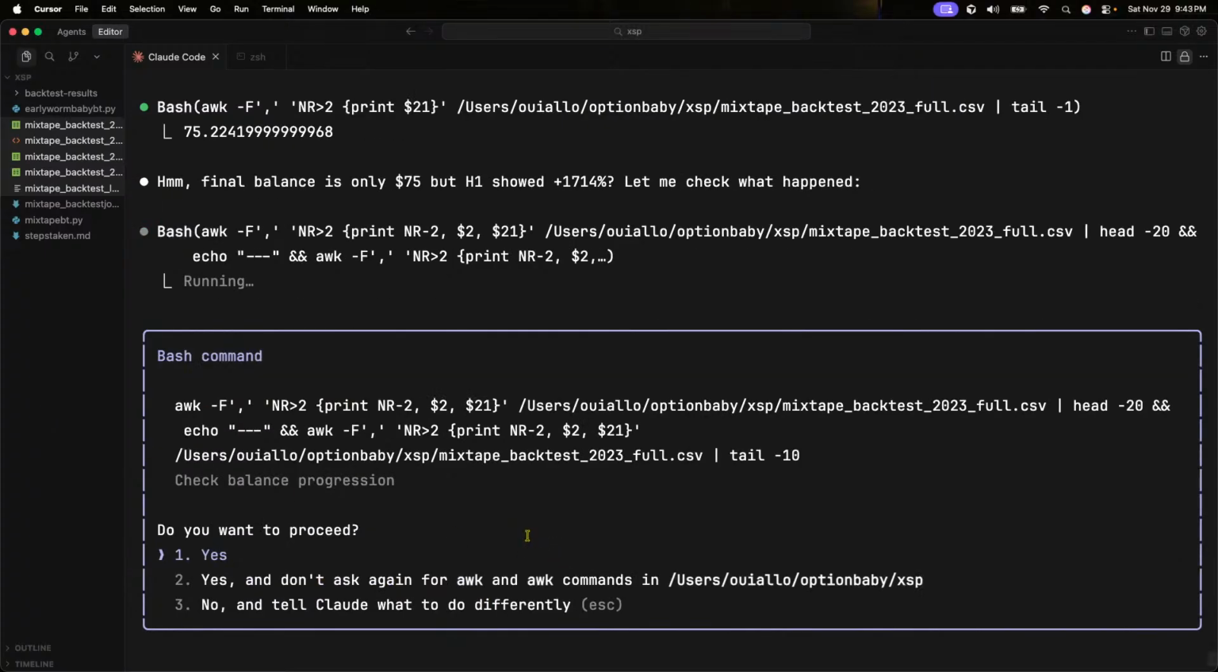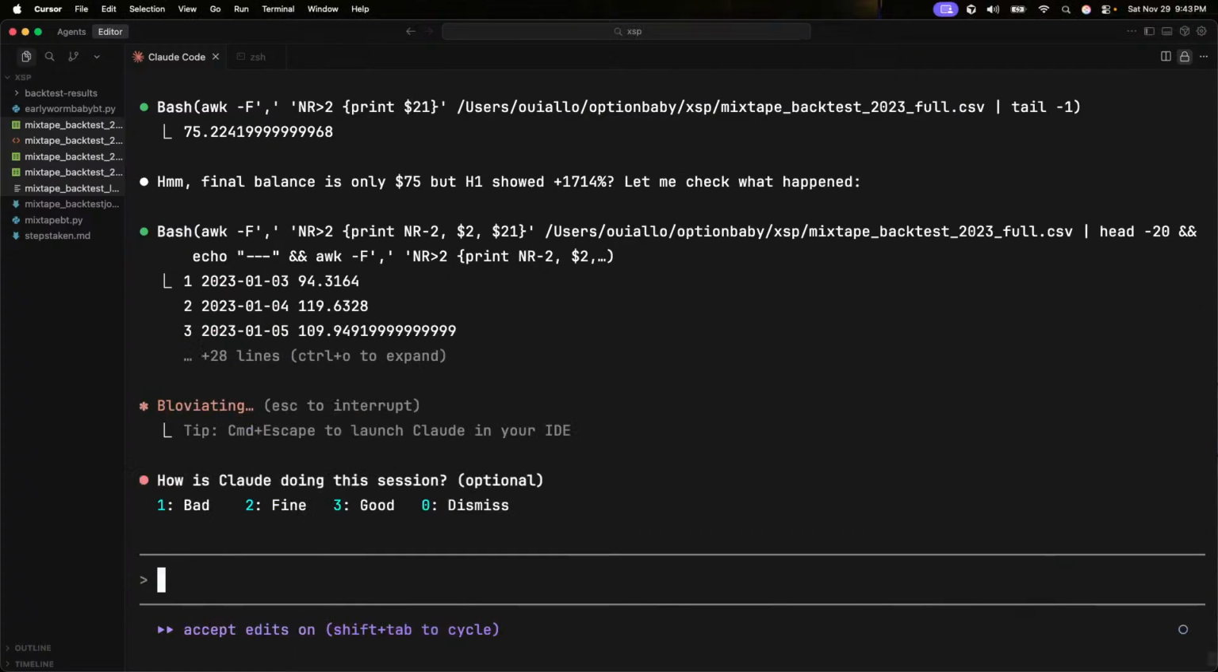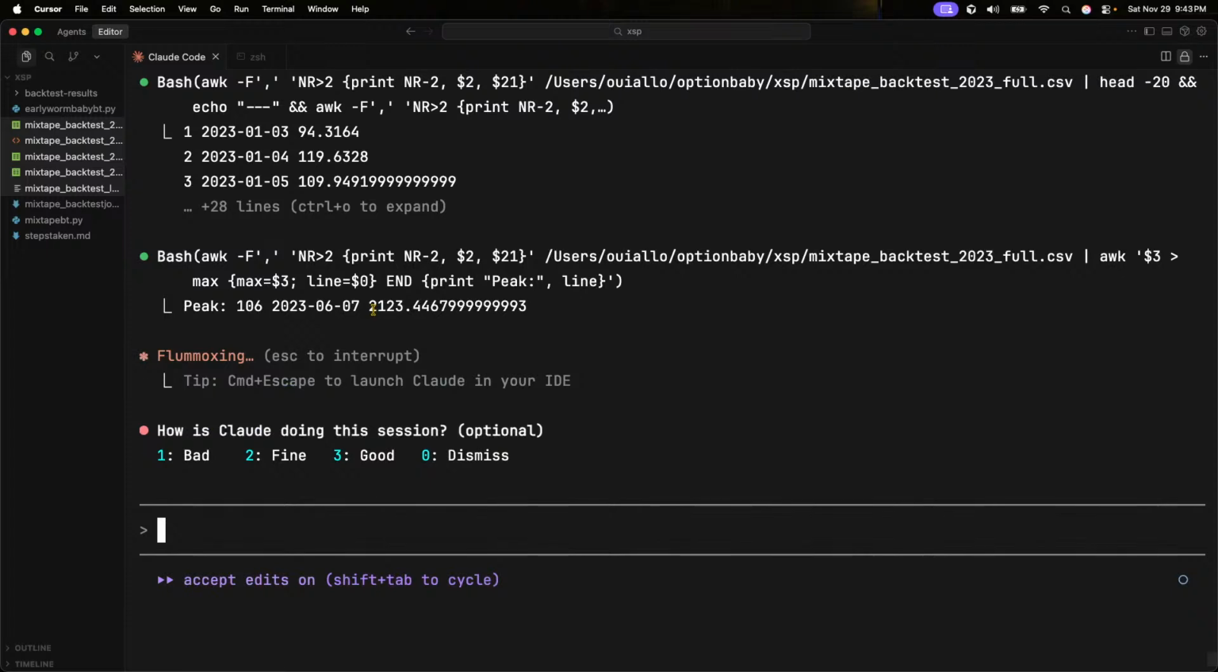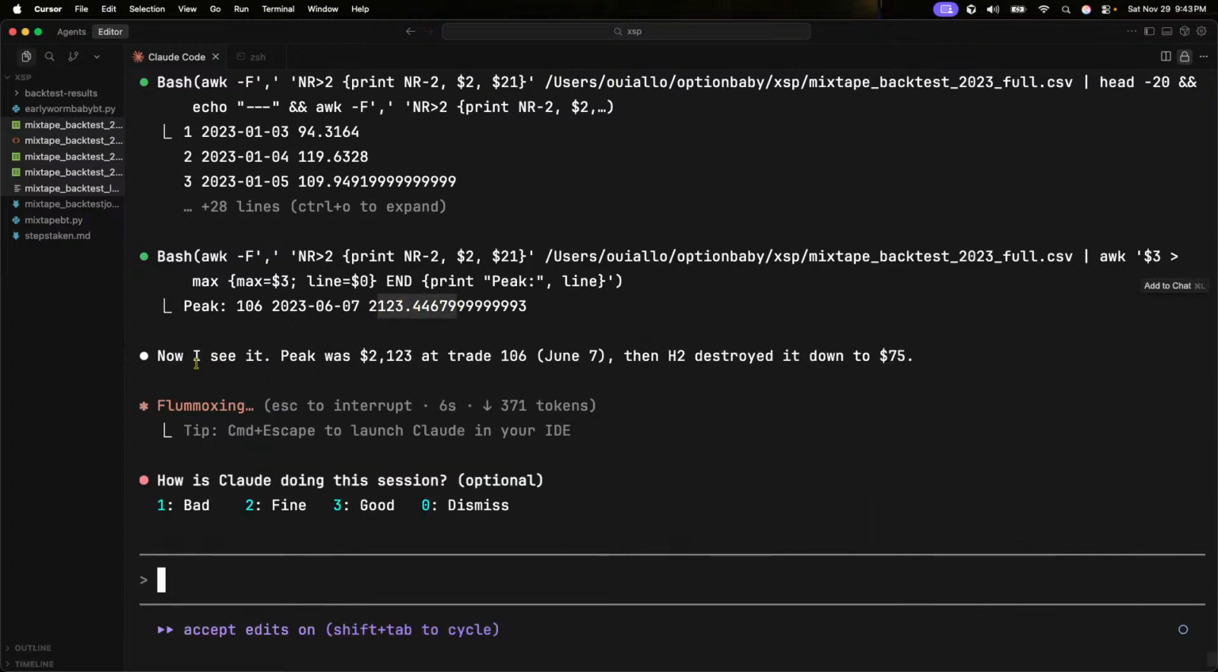All right, here we go. Check balance progression. Yeah, and that thing exploded out of nowhere. Peak was 2,123.44. Now I see the peak was 2,123 at 106 trades, June 7th. Then it destroyed it down to 75.